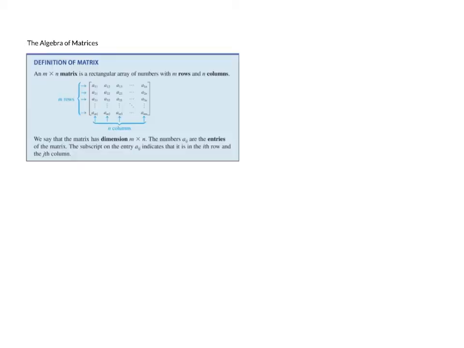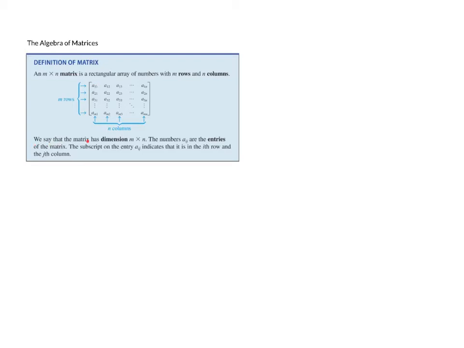An M by N matrix is a rectangular array of numbers with M rows and N columns. We can see an example here. There are M rows and N columns, and we have all sorts of entries inside, which we call A11, A12, A13, A21, A22, A23, etc. We basically name them based on the row and the column that they're in.